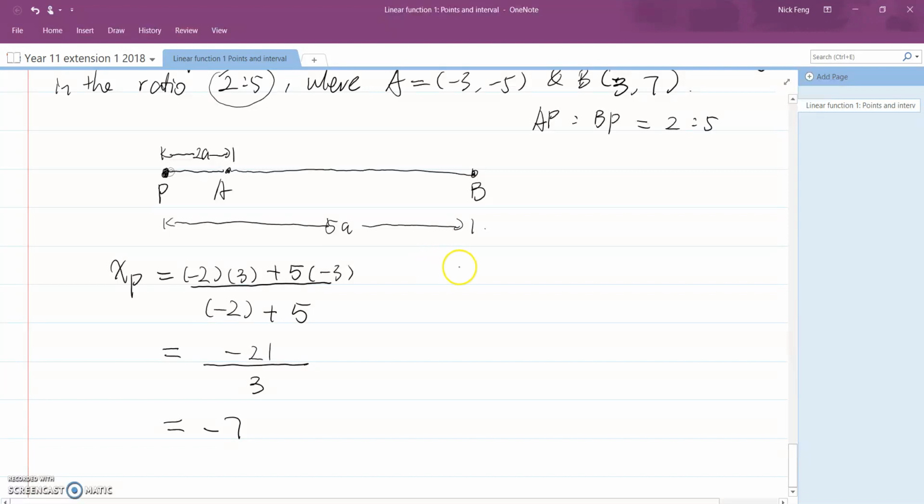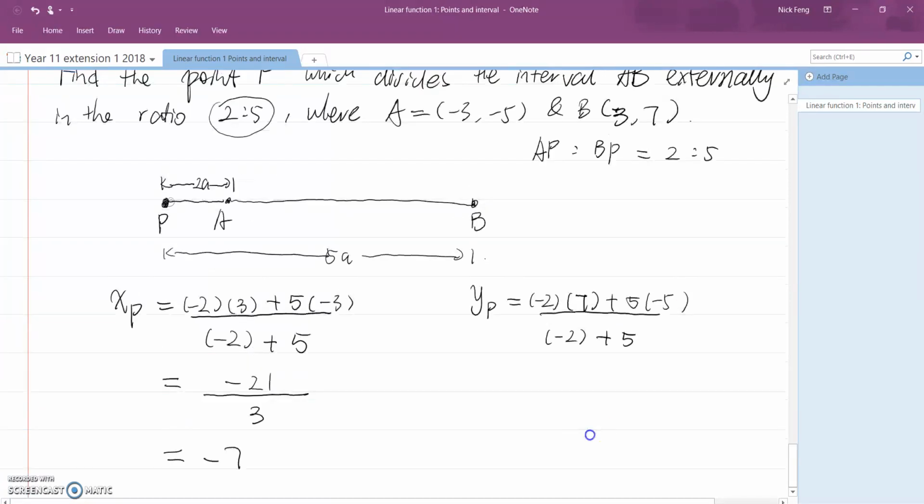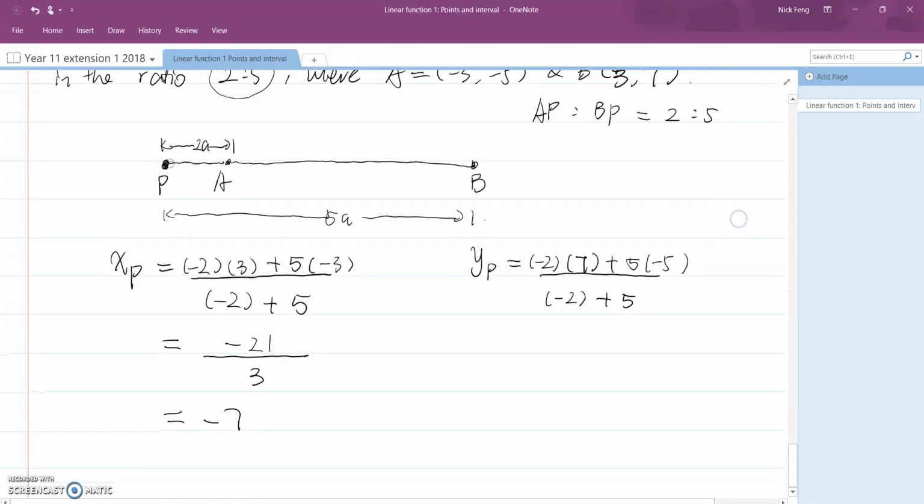Okay, and the y coordinate of P is the same thing. We put in the same ratio, and the top is still negative 2 plus 5, by putting in y1, y2. No, that's not the right order. Still y2, y1, because we have divided AB externally. So when you put the coordinates in, it should be the order of BA. The bottom is 3, and the top is negative 14 plus negative 25, which is negative 39. And that will give you negative 13 as the result.